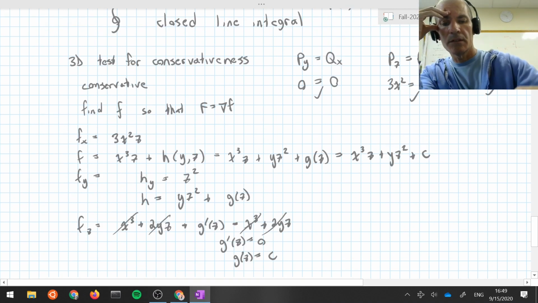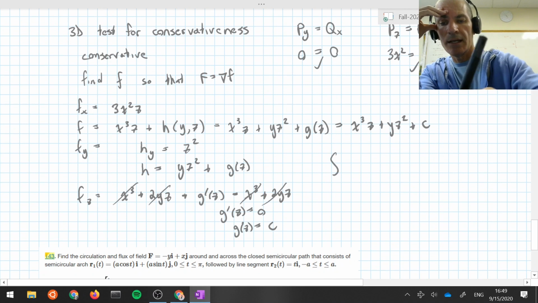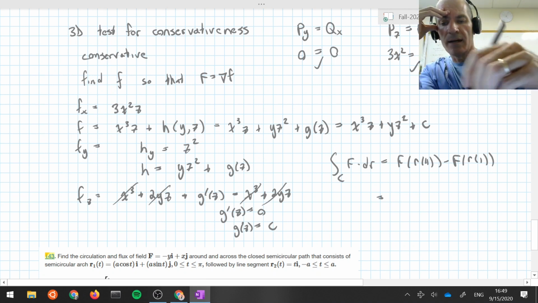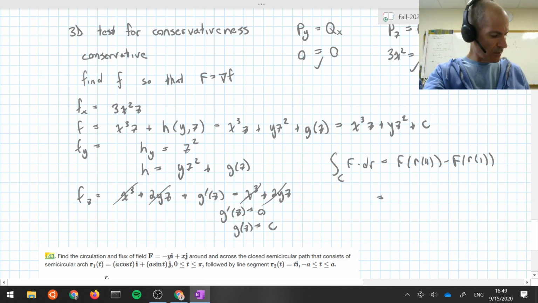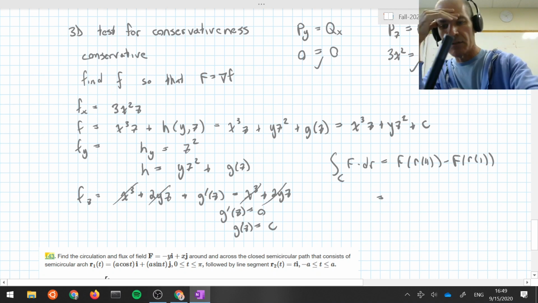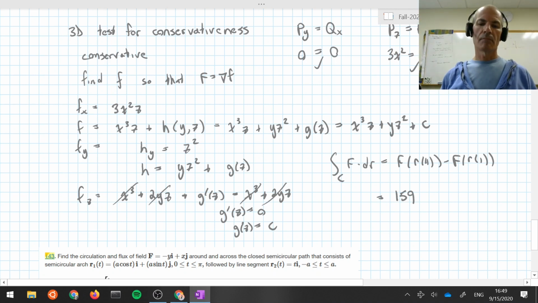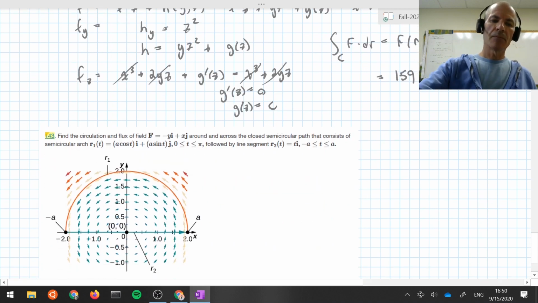Now plug those in, and the line integral over C of F dot dr is going to be f of r of 4 minus f of r of 1. And I've done that work for you also, I think. Yeah, and that comes out to 159. All right, let's keep going here.